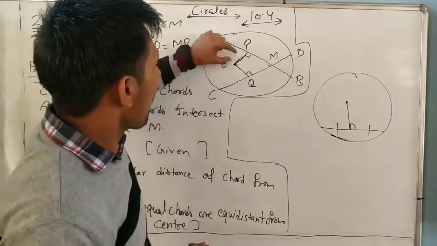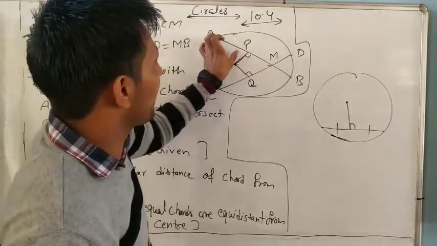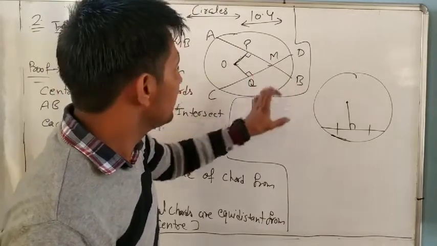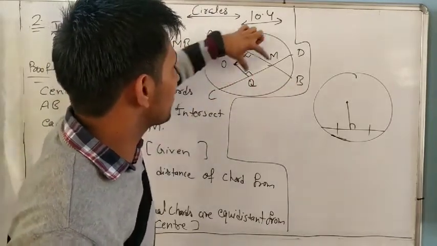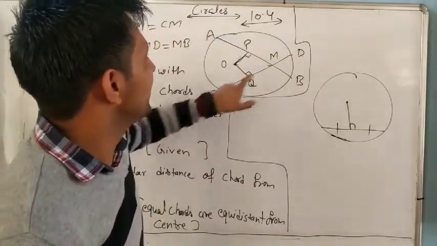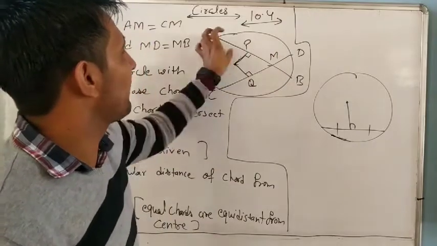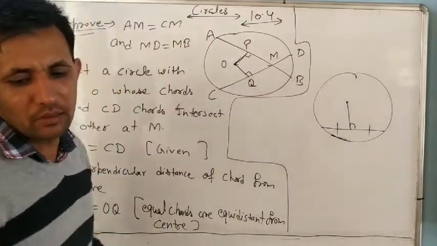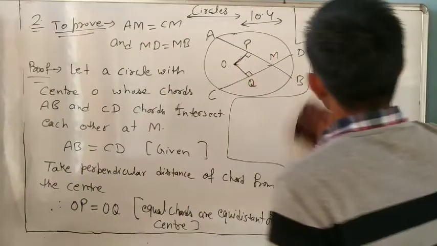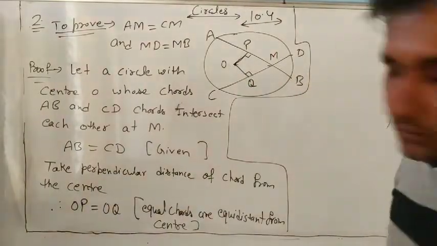It means OP bisects the chord, so AP equals PB, and CQ equals QD. But we know CD and AB are equal. It means AP and CQ are also equal. Yes, because both chords are equal. So you can write.